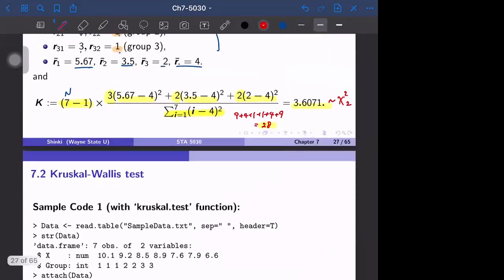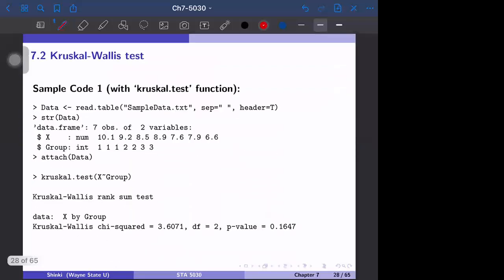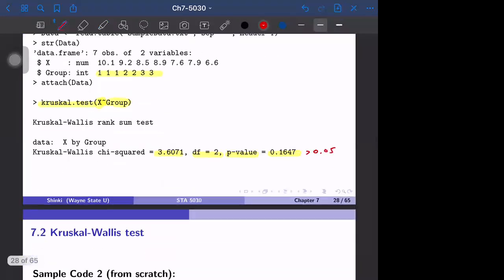If you use the chi-square function, you can get the p-value. But another way to do that is using the kruskal.test function. The code is the variable tilde group, where group indicates which group each observation is in. Then the chi-square value is reported, the degrees of freedom for chi-square is 2, and the p-value is 0.1647. So it's not significant because it's larger than 0.05 if we use a 5% significance level.